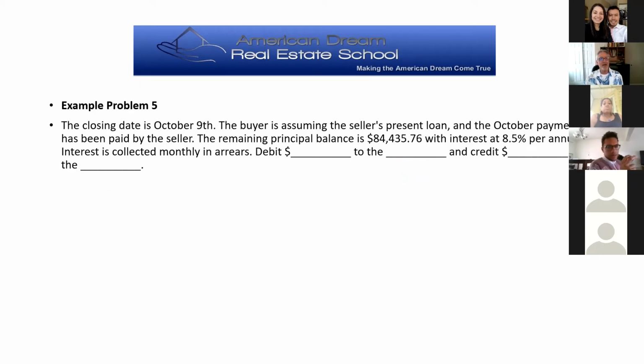Okay, here's another one. Closing date October 9th. So here's another assumption. You asked for another assumption. Here it is. Buyer's assuming seller's present loan. October payment has been paid by the seller. Remaining principal balance is $84,435.76. Interest rate of 8.5% per annum. Interest is collected monthly in arrears. First question is, who's getting a debit? Who's getting a credit?